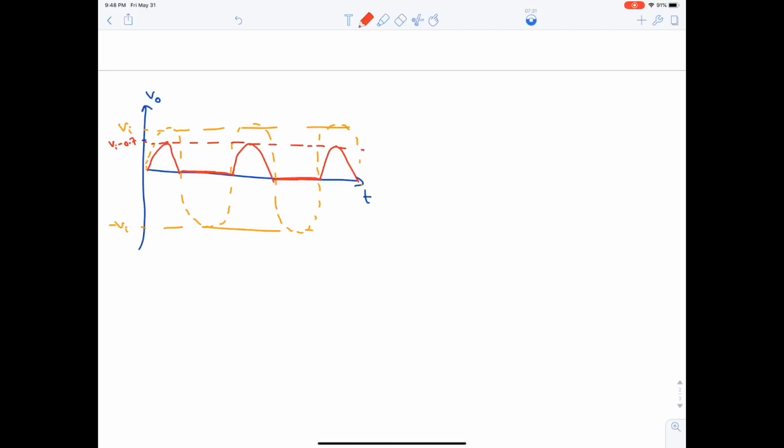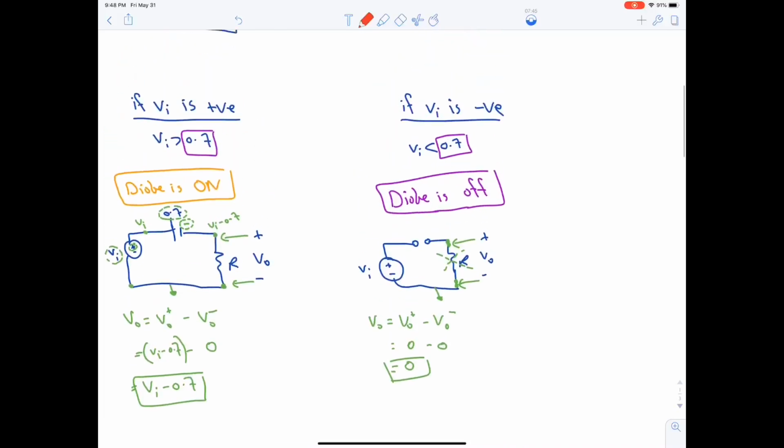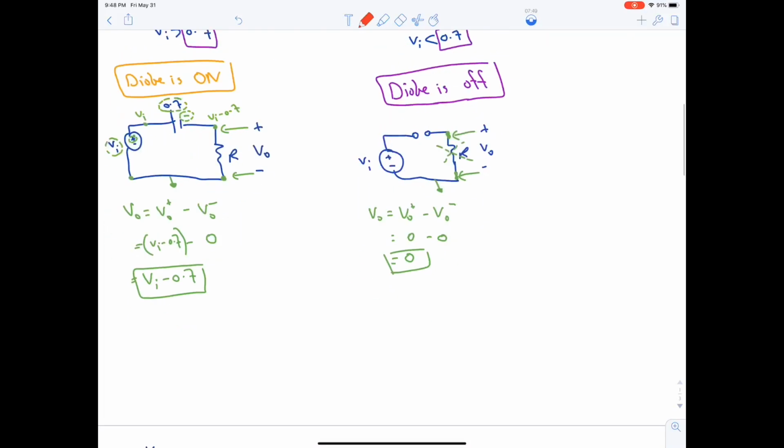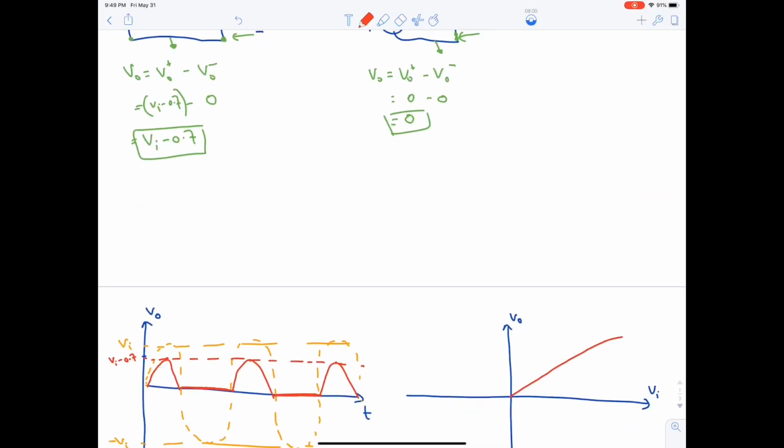For the transfer characteristic, it's VO with respect to V input. When Vi is positive, V output is Vi minus 0.7. Now let's say that V output is Vi without the minus, then it will be a diagonal line, correct? But now there's some shifting by minus 0.7.